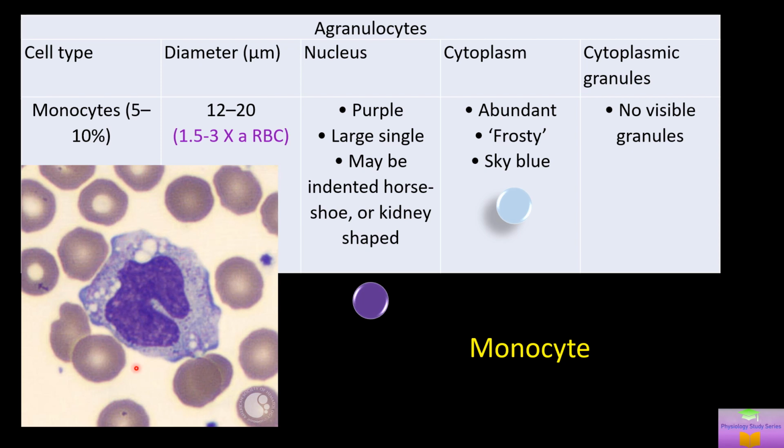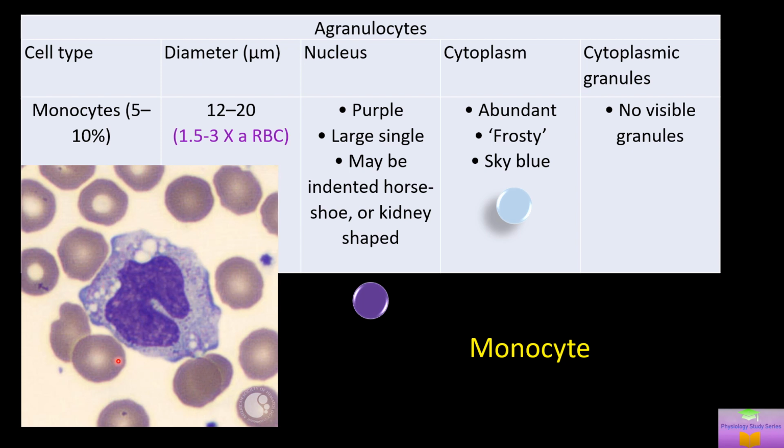The monocyte is the largest cell among white blood cells. A monocyte is identified under oil immersion objective by the presence of a purple, large, single indented nucleus. The shape of the nucleus can be called a horseshoe-shaped nucleus, kidney-shaped nucleus, or reniform nucleus.